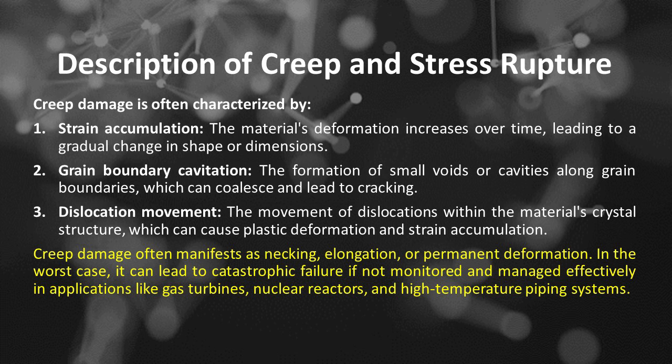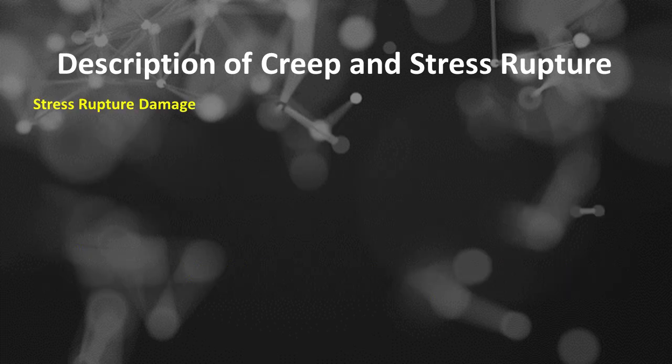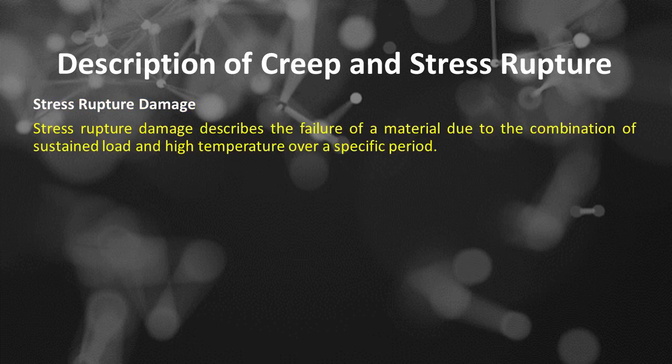Creep damage often manifests as necking, elongation, or permanent deformation. In the worst case, it can lead to catastrophic failure if not monitored and managed effectively in applications like gas turbines, nuclear reactors, and high-temperature piping systems. Stress rupture damage. Stress rupture damage describes the failure of a material due to the combination of sustained load and high temperature over a specific period.